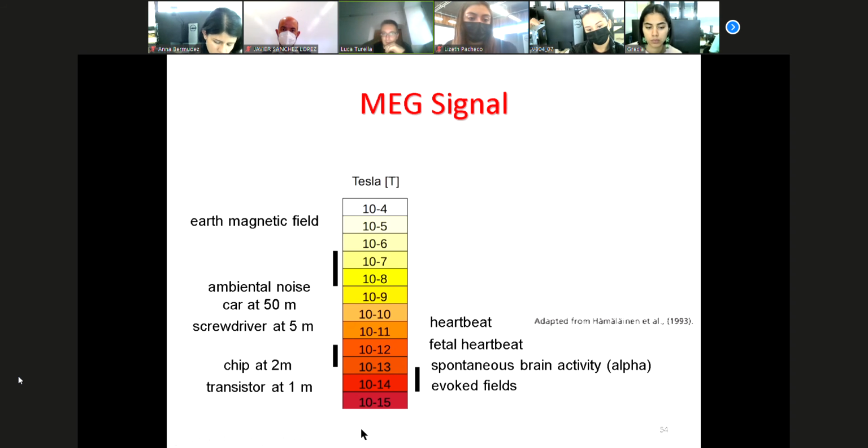This is why I'm showing you this type of scale. The magnetic field of the Earth is also around 10 at 9, so 1 billion times bigger than the signal that you are recording and interested in. This is why you also need a specific type of chamber, which we will see later, to isolate your recording site from the external magnetic field of the Earth.